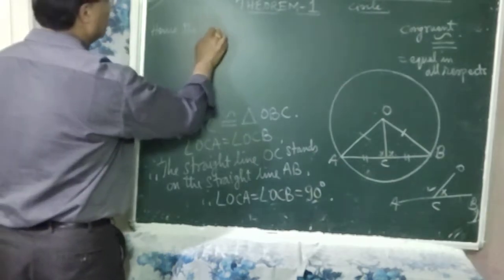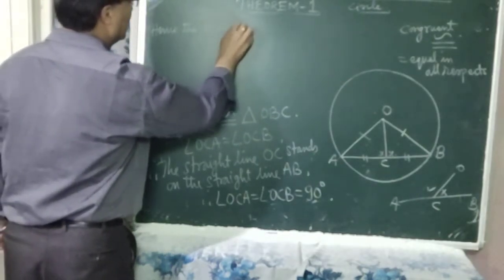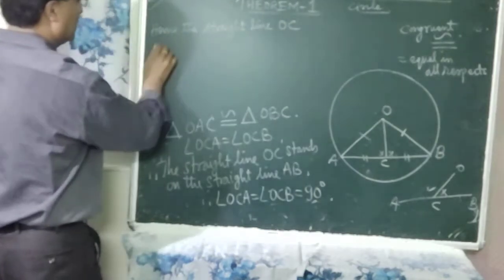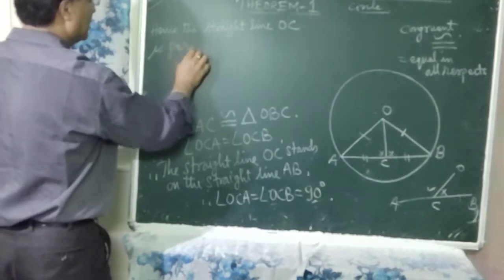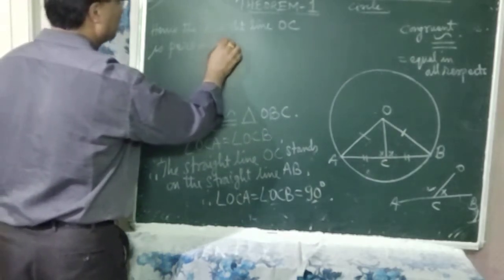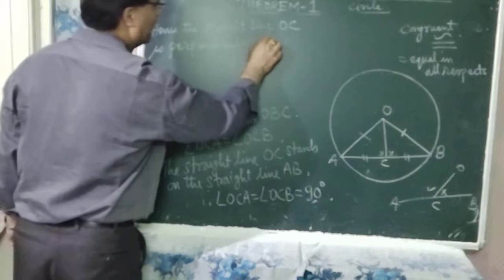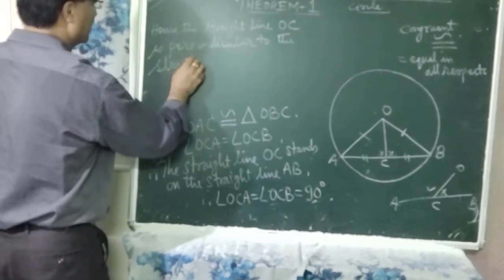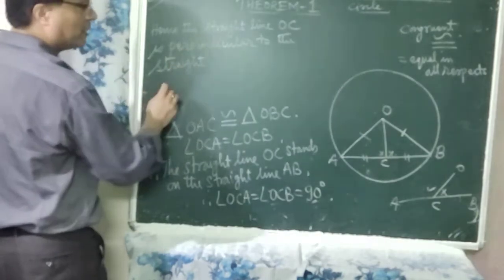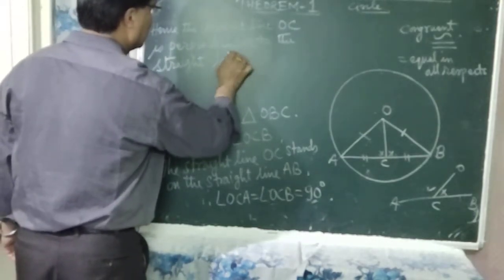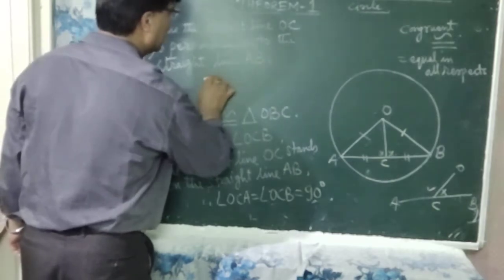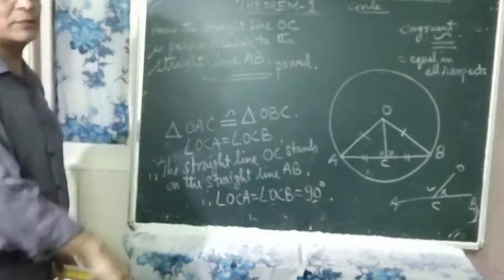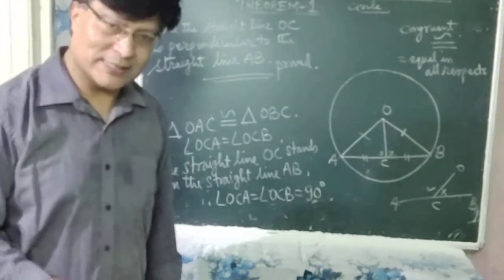Hence the straight line OC is perpendicular to the straight line AB. So it is proved. So we have proved theorem number 1. Is that clear to all of you?